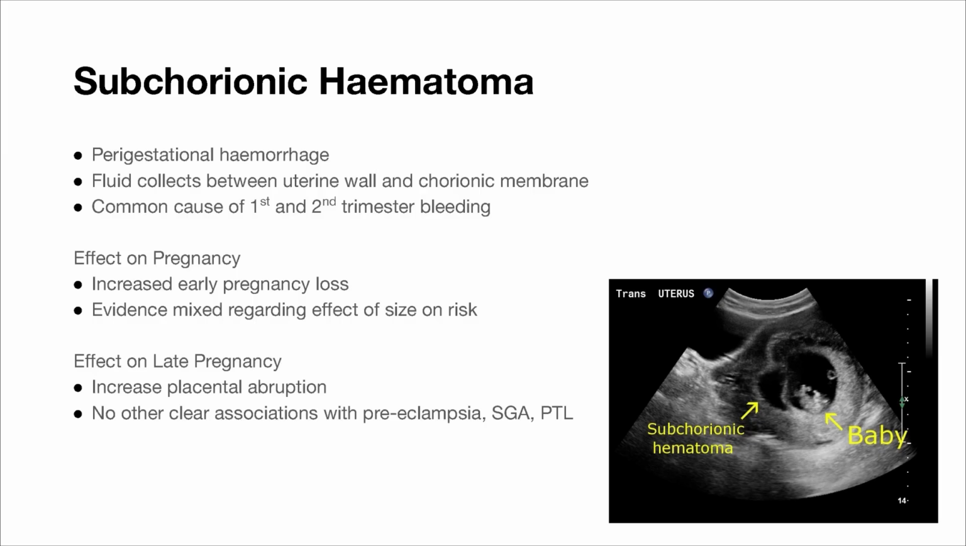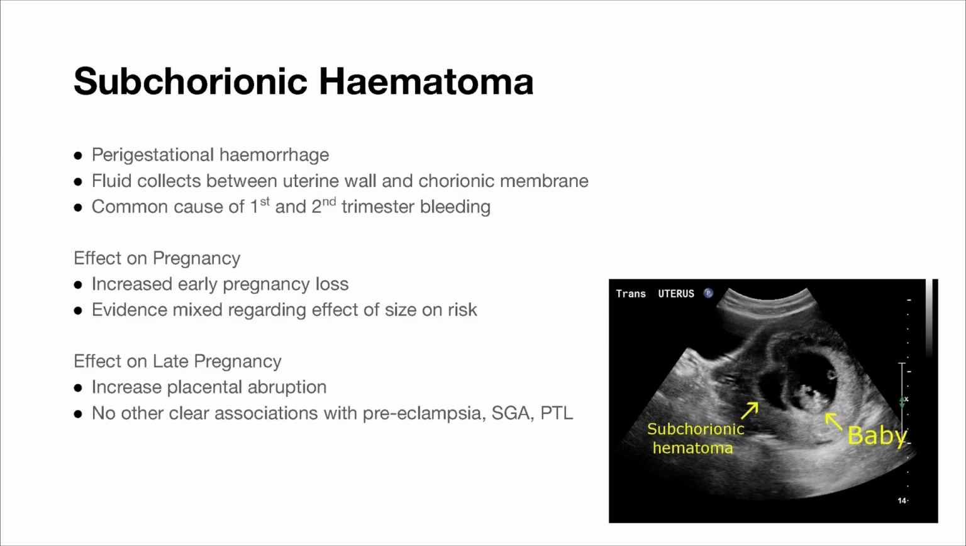As I was saying, the evidence is a little bit inconsistent regarding how high the risk of ongoing miscarriage is, but also the effect of the size of the subchorionic hematoma. Now, it makes sense that a larger subchorionic hematoma might exert more pressure on the pregnancy or have more separation of what will subsequently be the placenta, and therefore might carry a higher risk of miscarriage. But it is a little bit unclear at the moment as to the exact effect of the size on the risk.